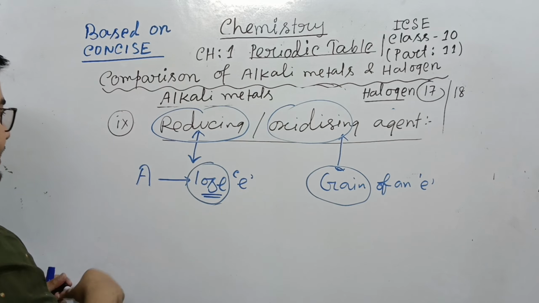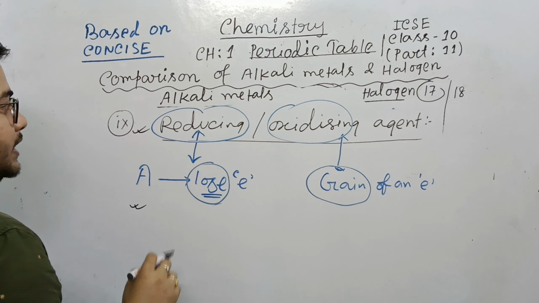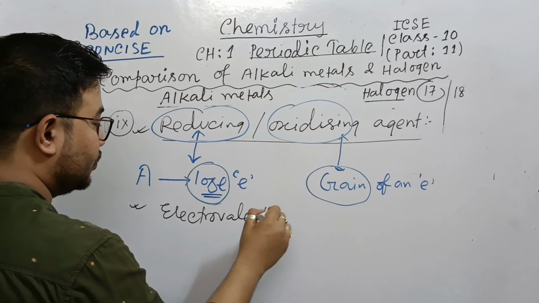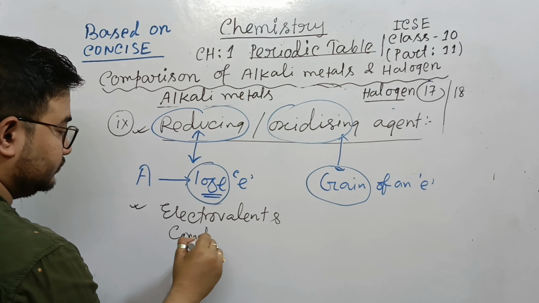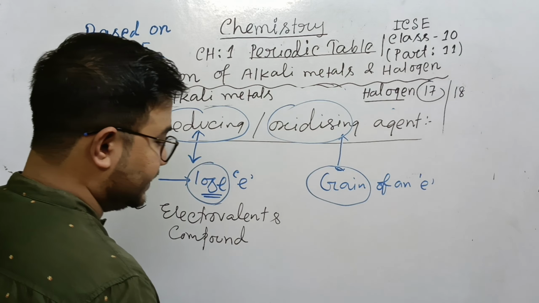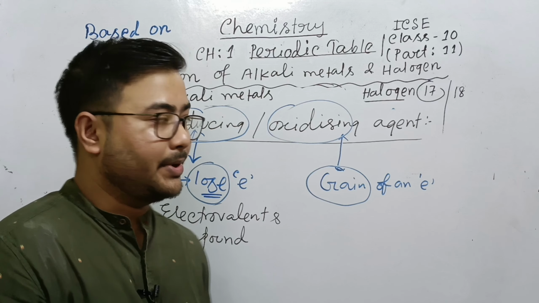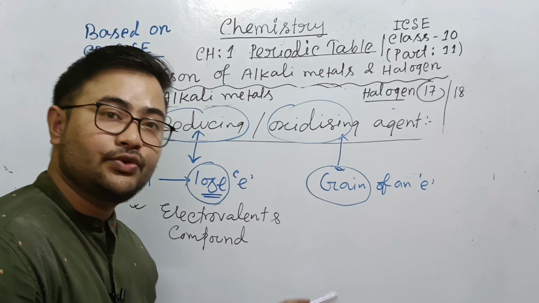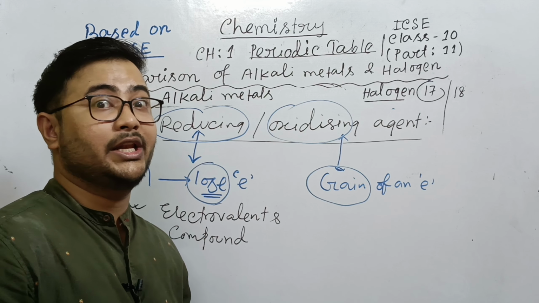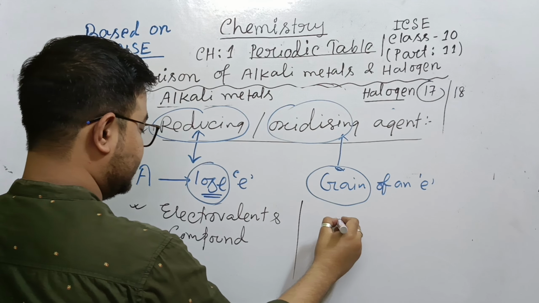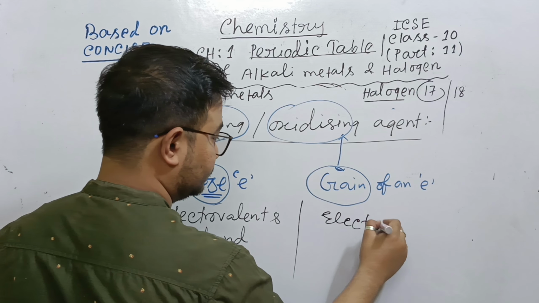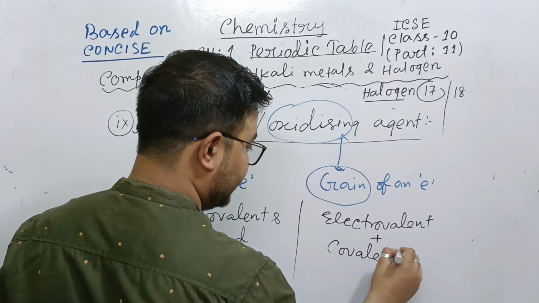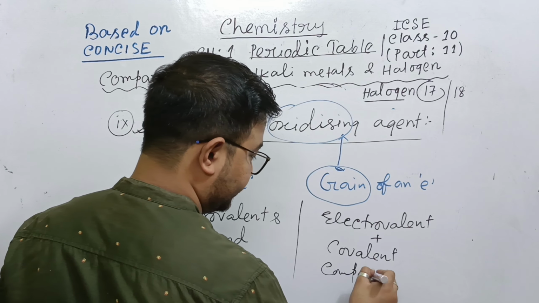Another point with the same point number 9. Alkali metals generally form electrovalent compounds. But keep in your mind, halogens form both electrovalent as well as covalent compounds. So halogens form electrovalent plus covalent compounds.